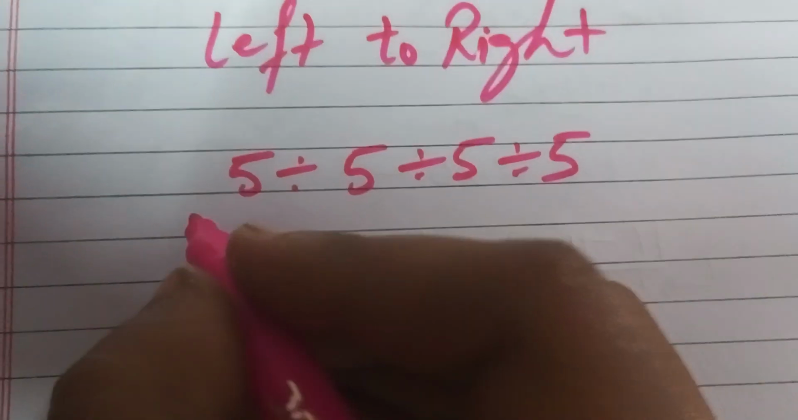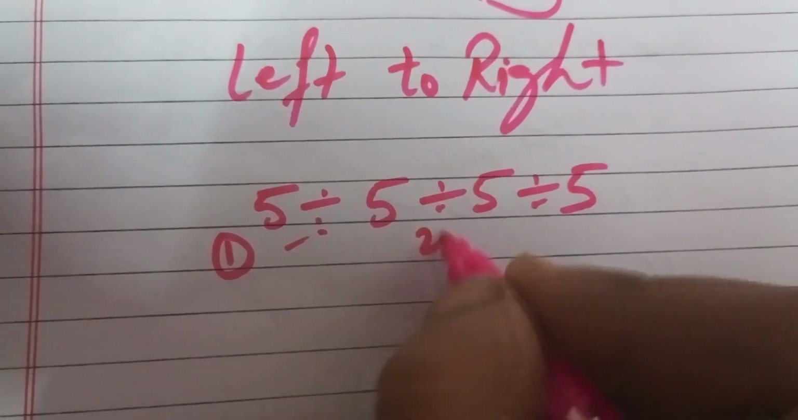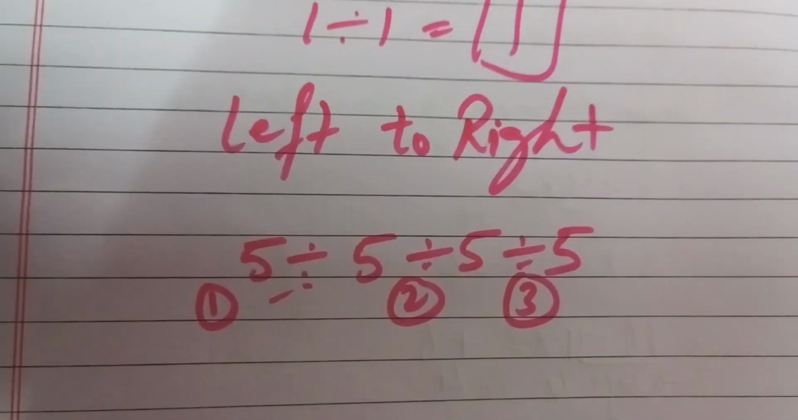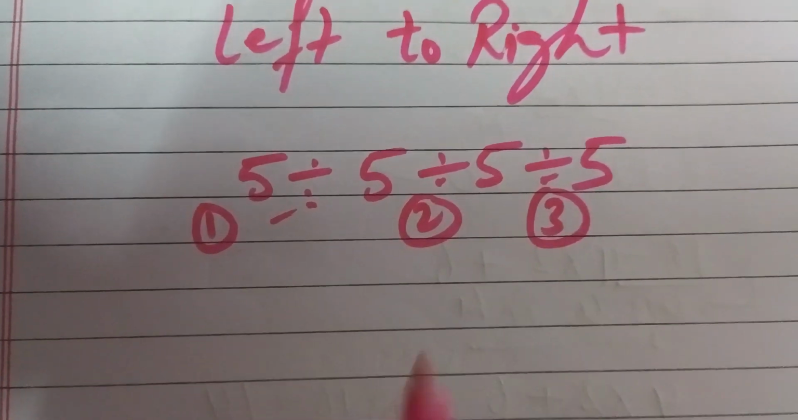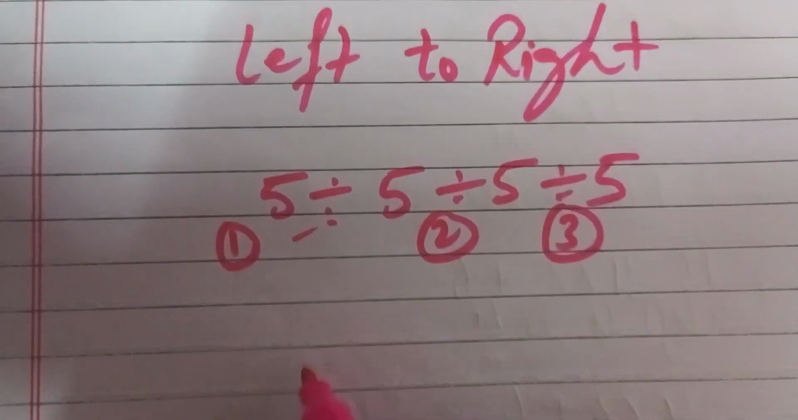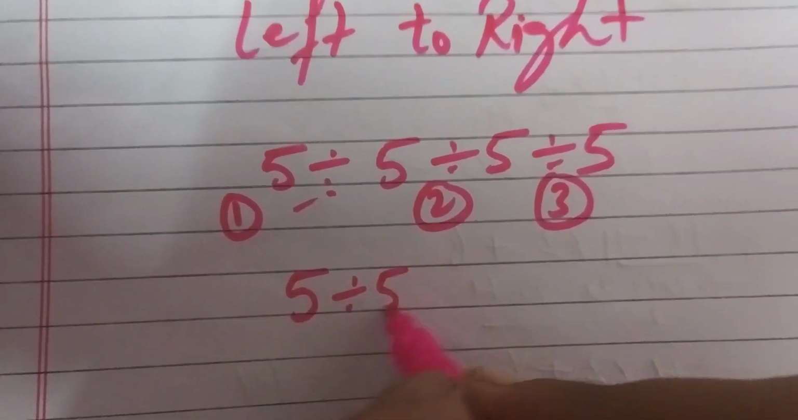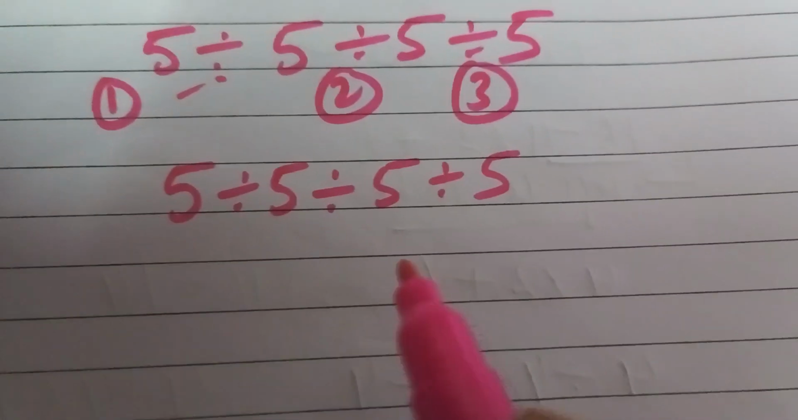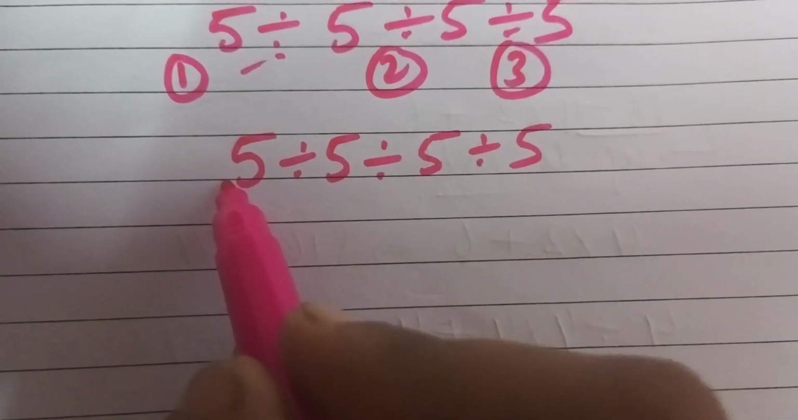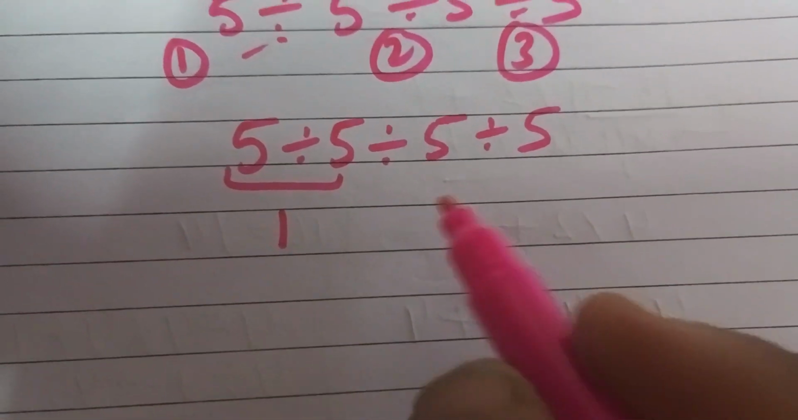So how will we solve? First this, then this, then this. Okay, the order of solving will be this, this and then this. So first we will solve this. Let's write it again. So first we will solve this. 5 divided by 5 is 1.